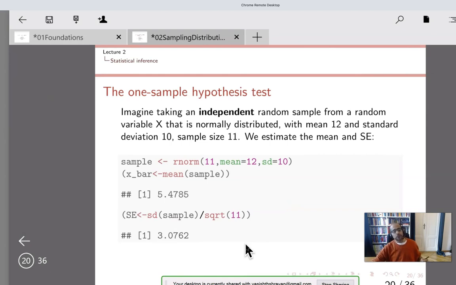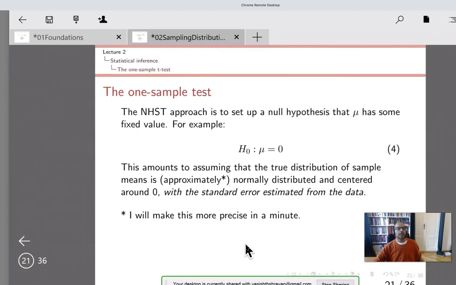Okay, so I take my sample of size 11, I compute the sample mean, which is 5.47 here, compute the standard error using the sample standard deviation and the sample size, and that happens to be 3.0762 here. So I've got the standard error, right? So the null hypothesis significance testing approach will be to set up a null hypothesis that has some fixed value for mu. So let's assume that we set up a null hypothesis that mu is equal to 0. It could be any number actually.